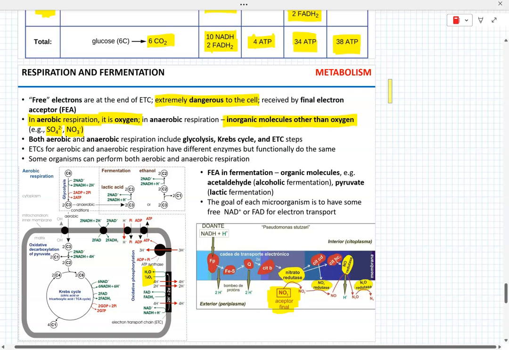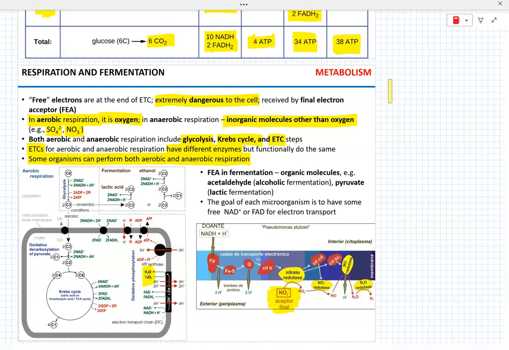It's important to highlight that both aerobic and anaerobic respiration include the steps of glycolysis, Krebs cycle, and electron transport chain. However, electron transport chains for aerobic and anaerobic respiration have different enzymes. Functionally, they do the same thing. They transfer electrons from electron carriers to the final electron acceptor, but the enzymes that are involved in the process are different. There are some organisms that can actually carry out both aerobic and anaerobic respiration.